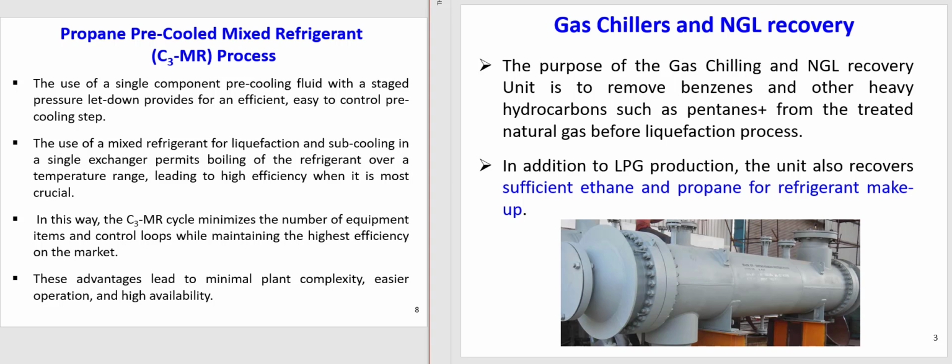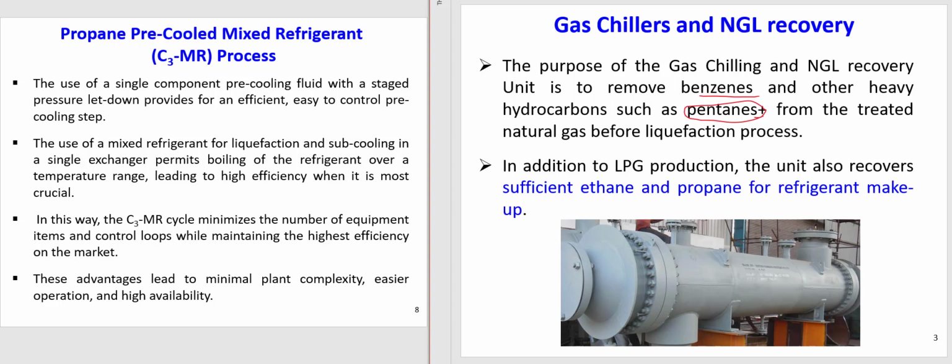The gas chillers and NGL, natural gas liquid recoveries. In general, the objective of this unit is to recover benzene and other heavy hydrocarbons, such as pentane and plus, from the treated gas before it goes to the liquefaction process.